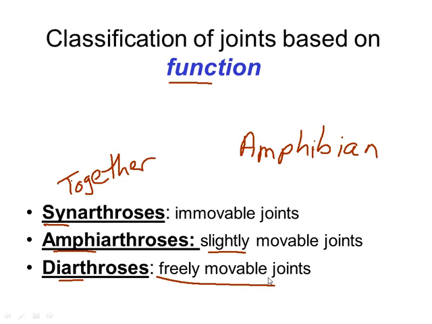Diarthrotic is freely movable. The prefix dia means freely movable. Have you ever heard the word dia in front of anything? Diarrhea. So that's basically freely movable. Exactly, that's where the word comes from. Freely movable bowels. So that's how you can remember. Dia moves a lot, amphi kind of both ways, and syn means it doesn't move at all.